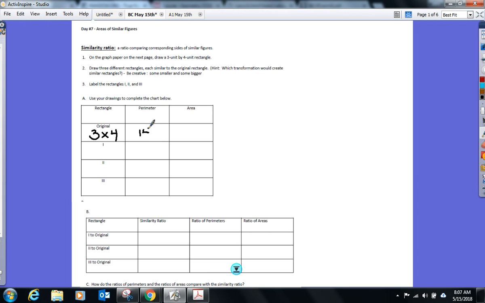14 units and? Yep, 12 square units for the area. Good. Here's what I need your help with now.